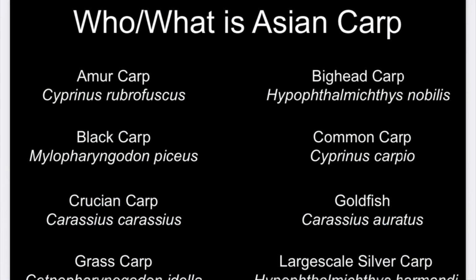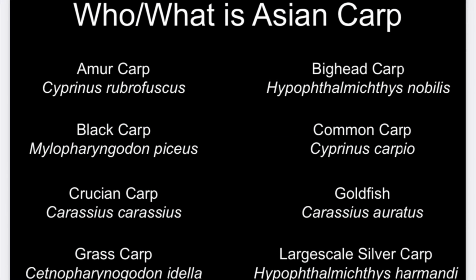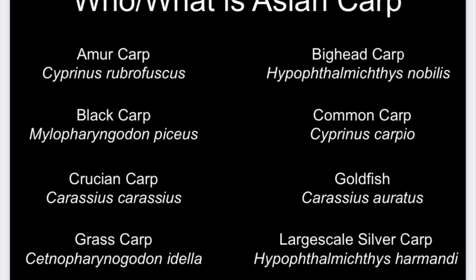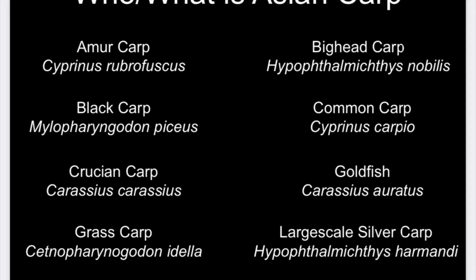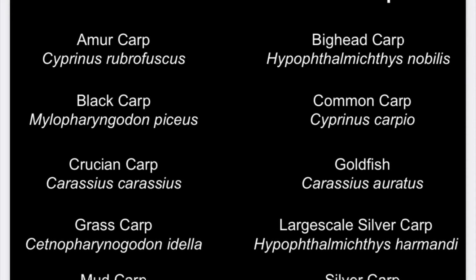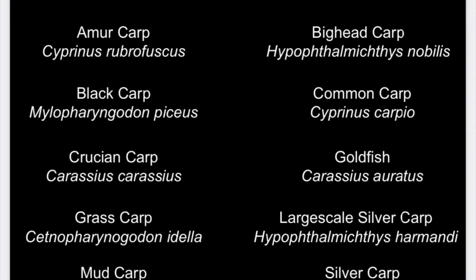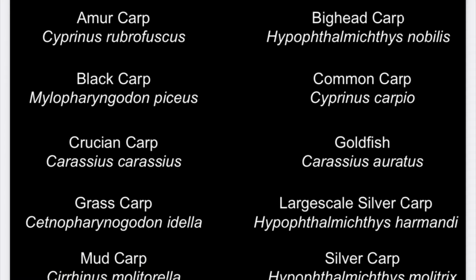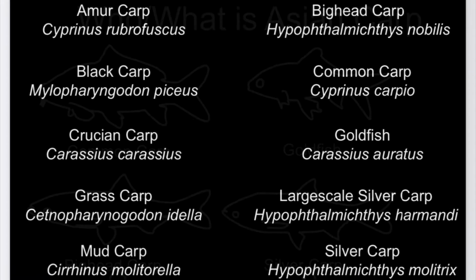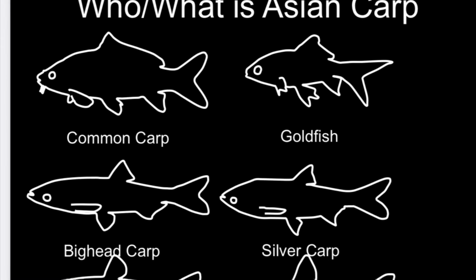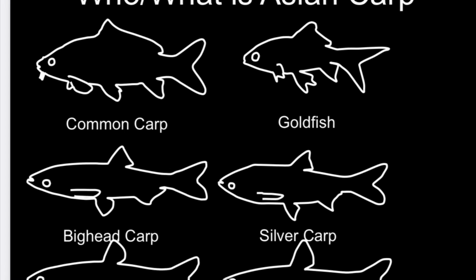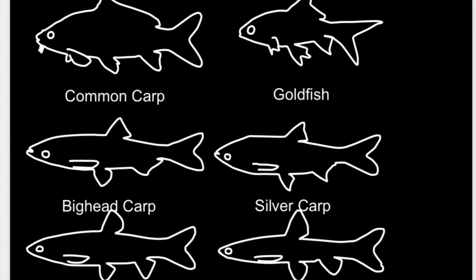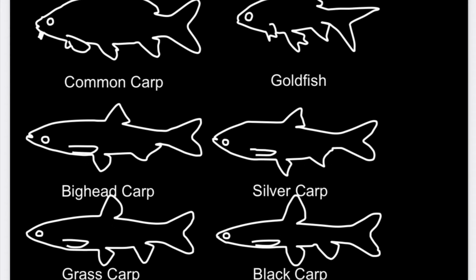Amur carp, bighead carp, black carp, common carp, crucian carp, goldfish, grass carp, large-scale silver carp, mud carp, and silver carp. Looking at their taxonomic order, all these 10 species of carp share the family Cyprinidae, aka the carp and minnow family, and are split into 6 different genera. However, the only ones that have been introduced to the United States and have been severely damaging the ecosystem include common carp, grass carp, black carp, bighead carp, silver carp, and in some cases, also the goldfish.